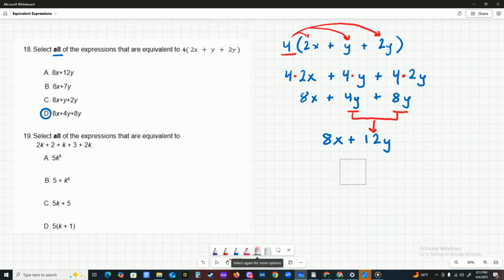So is there another one that says 8x plus 12y? We have, oh, there it is, A right there. And it doesn't look like the other ones have anything more. We have 6x, but we don't have 6x. We have 8x. So we can eliminate that one. Let's get rid of it. We don't need that one. And we have 8x plus y plus 2y. Well, that's impossible because we have 12y. So we get rid of that one. So the only answers for 18 are A and D. Let's go to the next one.